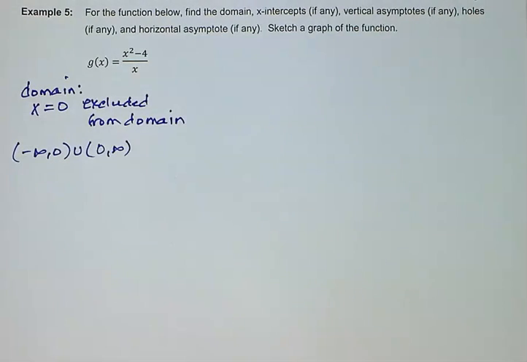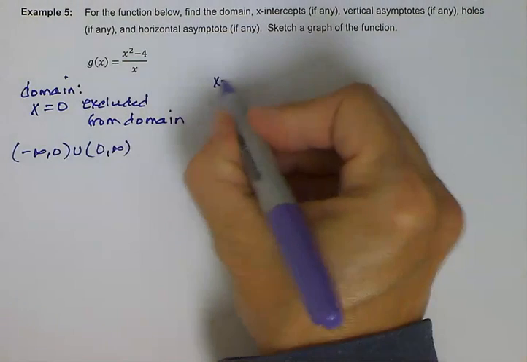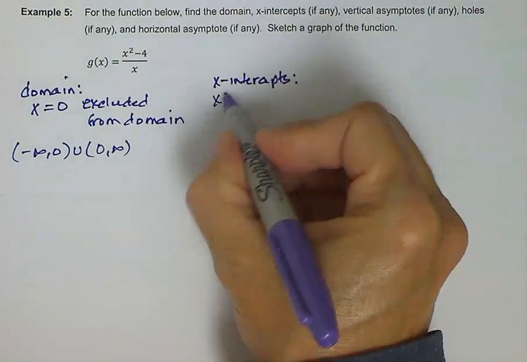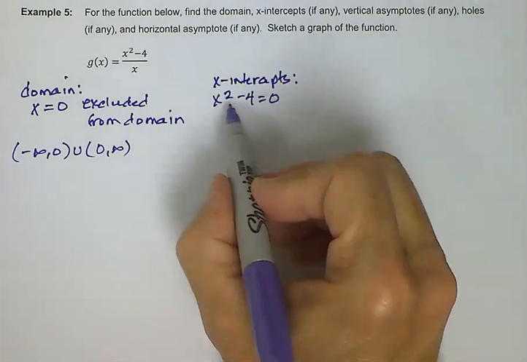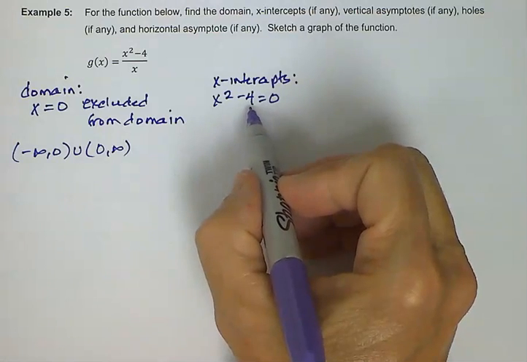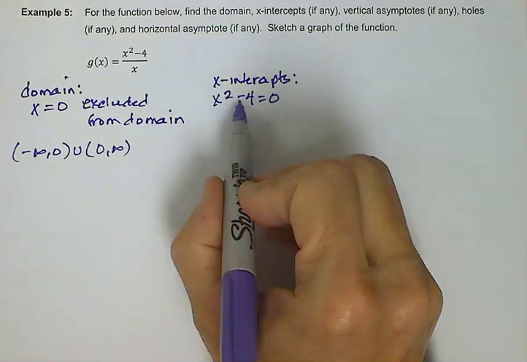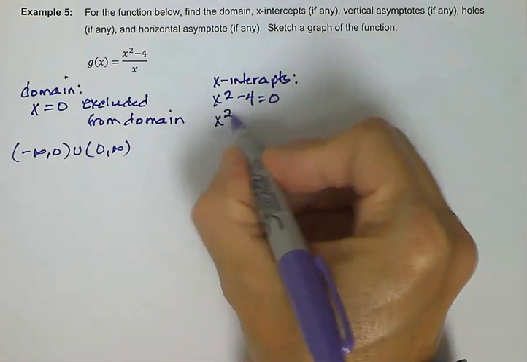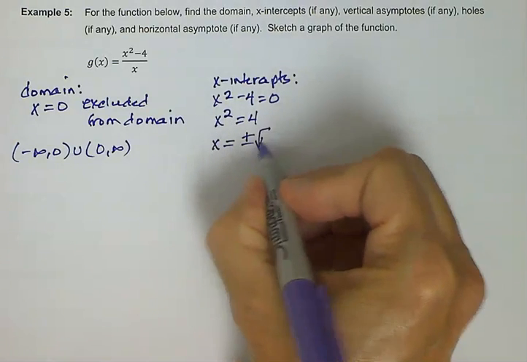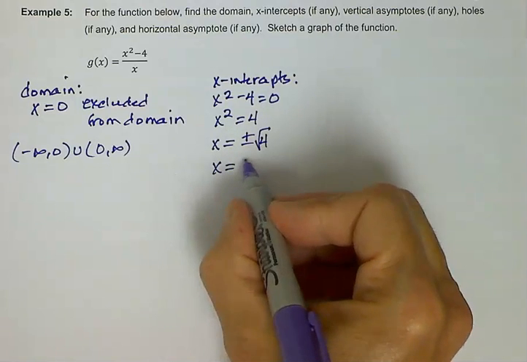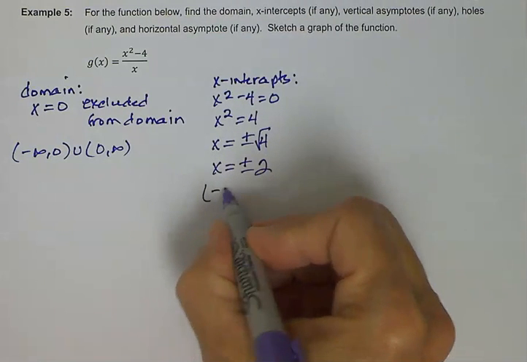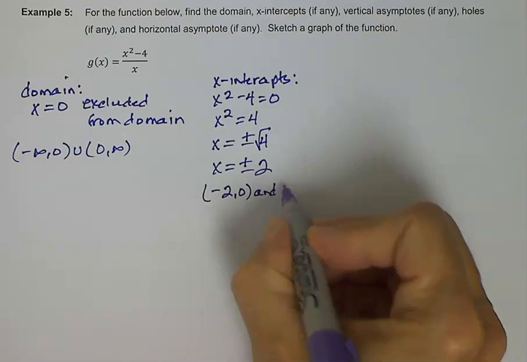and 0 to infinity. Now let's look for x-intercepts. For this, we're taking our numerator and setting it equal to 0. This gives us a quadratic equation that we need to solve for x. We have lots of choices of how to solve this one. I'm going to use the square root method because there's no x term. I'm going to add 4 to both sides and then take the square root of both sides. I have to remember to do a plus or minus on this side. That gives me 2 different answers, either positive or negative 2. That means I have 2 x-intercepts for this graph, negative 2, 0 and positive 2, 0.